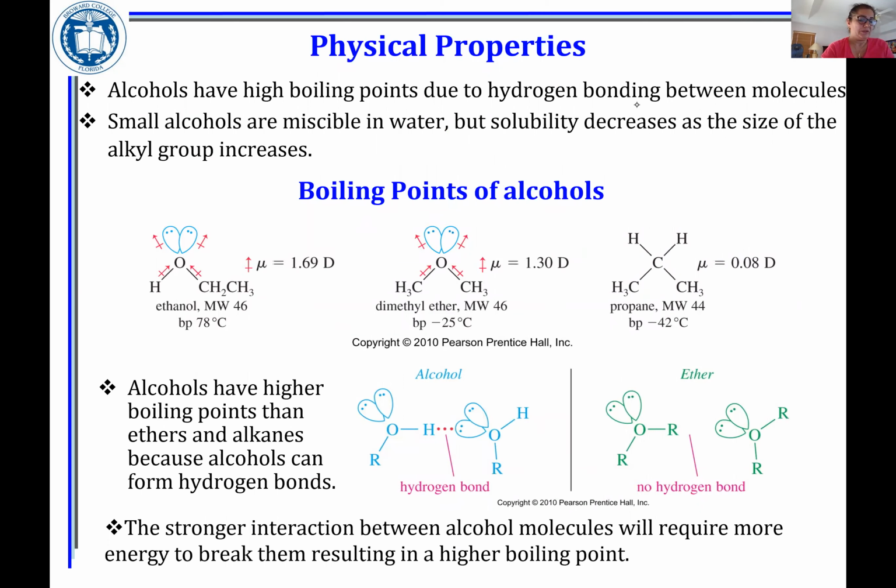Okay. We did talk about the boiling point and physical properties, comparing alcohol to alkane and ether. Alcohol has a much higher boiling point, and that is due to hydrogen bonding.